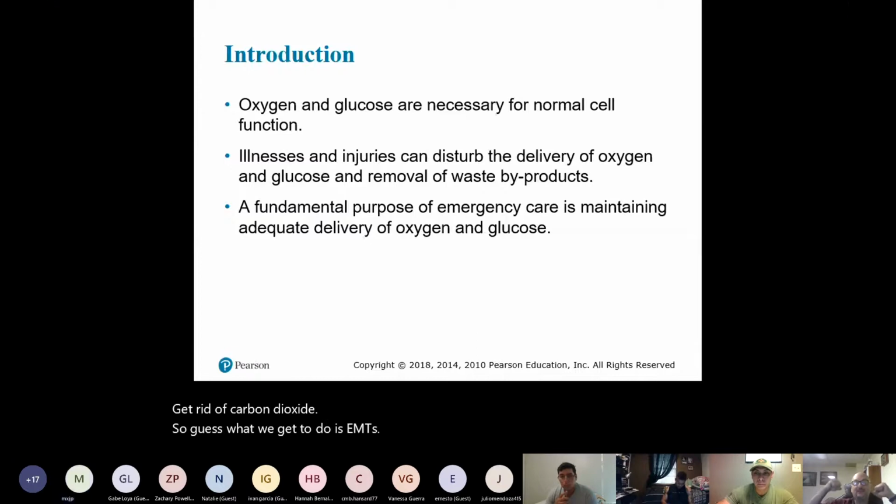We make sure that the person can keep going. We give them some O2, some oxygen. We can maybe give them some glucose, depending on if they're awake or not. But we could do something to help our patients out. We love that part.